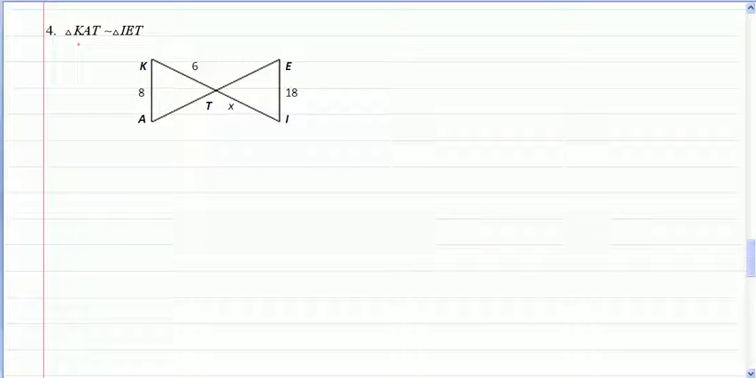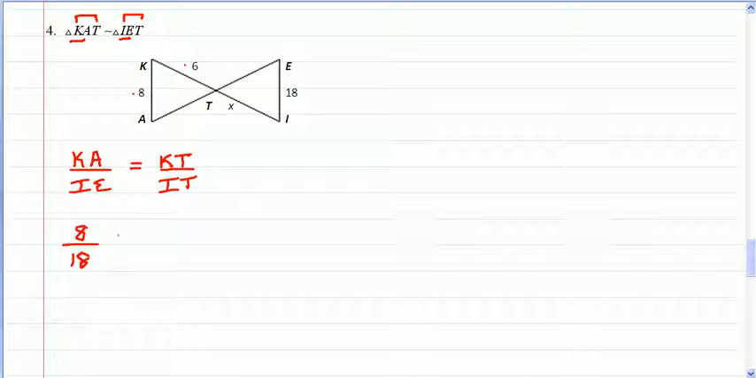For this picture, we're given side KA. KA corresponds to IE. So I start my proportion as KA over IE. And then the other side I'm given is KT. KT are the first and last letters in the first triangle. I want to compare that to IT. So the second fraction is KT over IT. So once you have your proportion set up, you just fill in the numbers. So it will be 8 over 18 equals 6 over x.